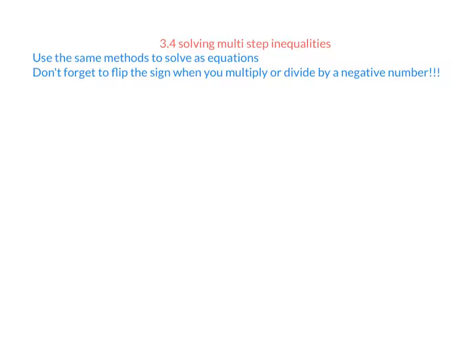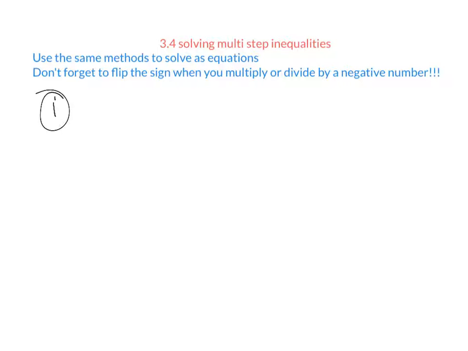So that first little note there, we're going to use the same methods as we do to solve equations, but we do need to remember what we talked about on Friday, that if you ever multiply or divide both sides of the inequality by a negative number, you have to flip that sign, okay? So that's the big thing we're looking out for today. So let's get started on some examples.